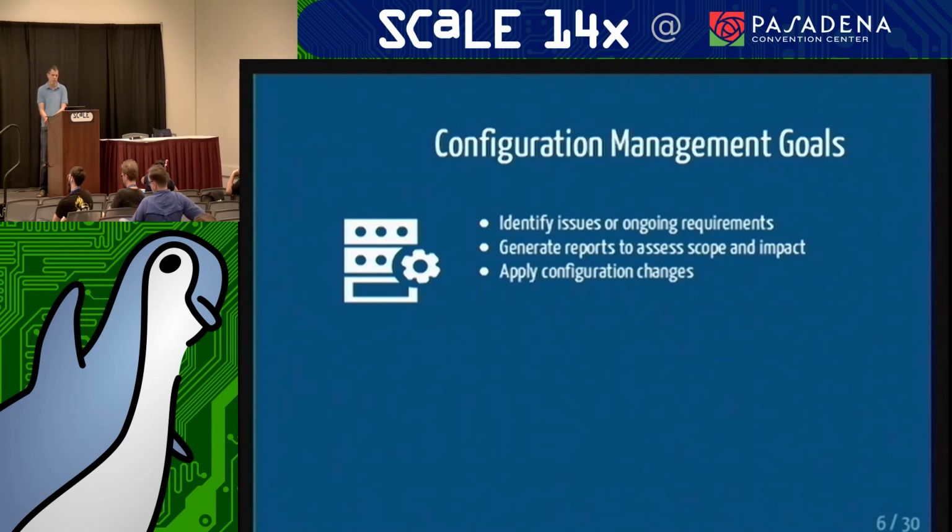So I'm identifying either issues in the environment or new projects that need to be delivered for a customer, and then we're generating reports that allow us to examine the information about the systems and see how serious a given problem is, to allow us to prioritize specific changes that need to be made, what's more and less important or pressing. Finally, the tooling that I've developed allows us to then make those changes to the devices.